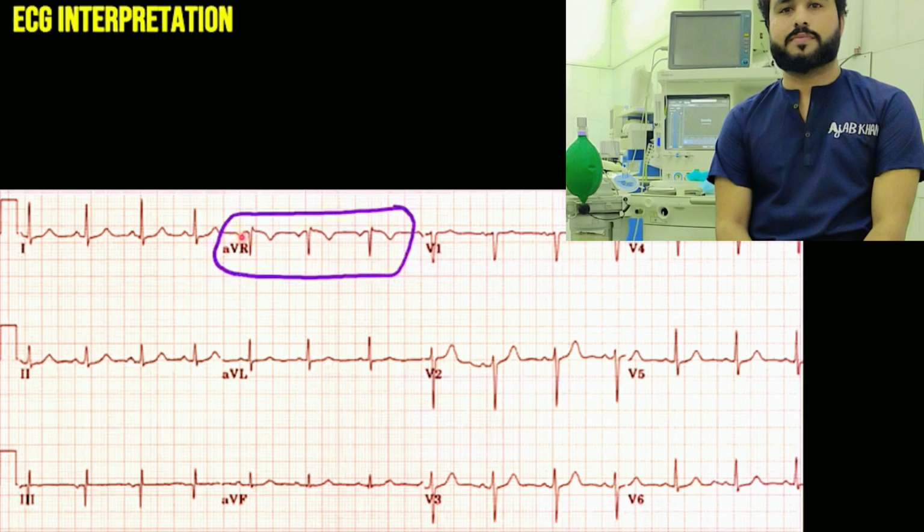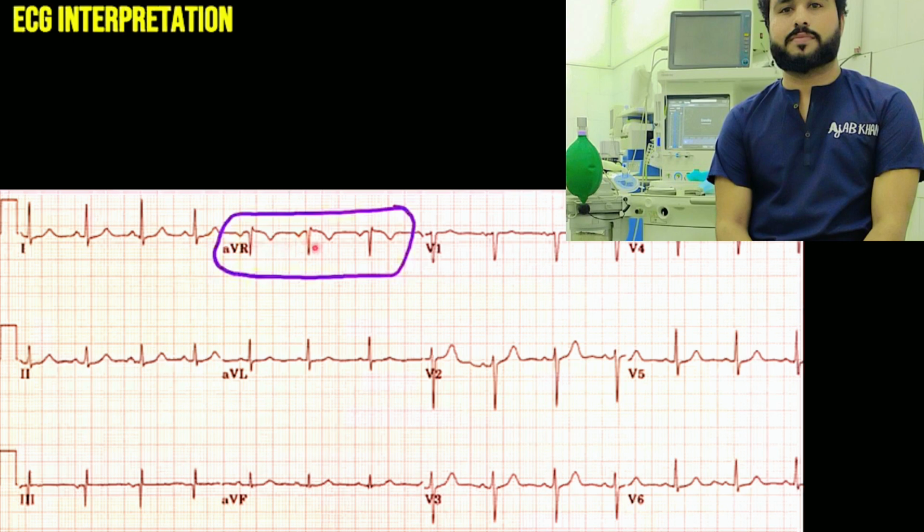Now, what's the importance of understanding this? If in any ECG, aVR has a positive deflection, it's abnormal. It means that the axis of the heart has changed. The current flow of the heart has changed its path. Therefore, aVR is showing a positive deflection. So aVR tells us about the direction of current flow.